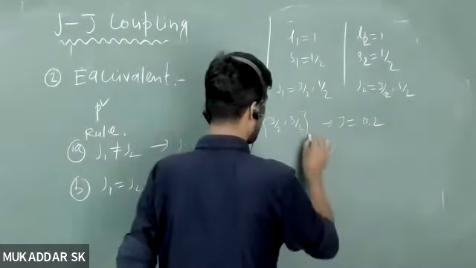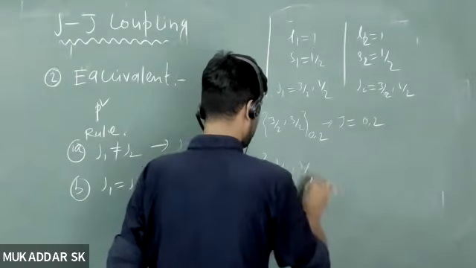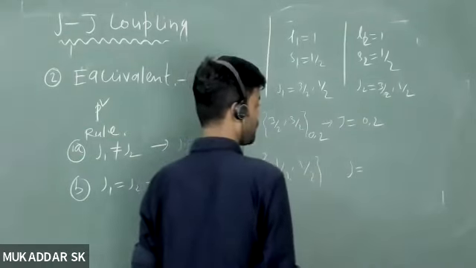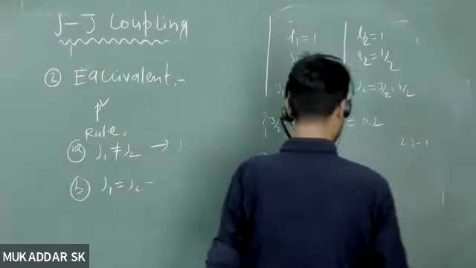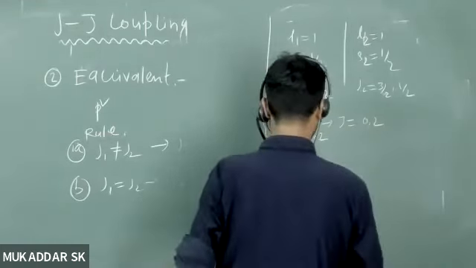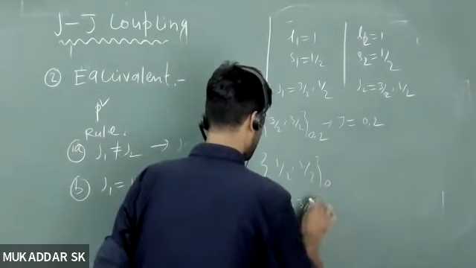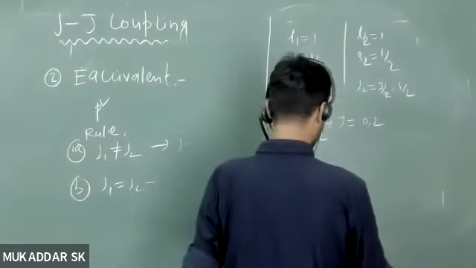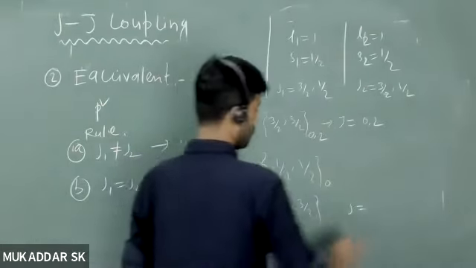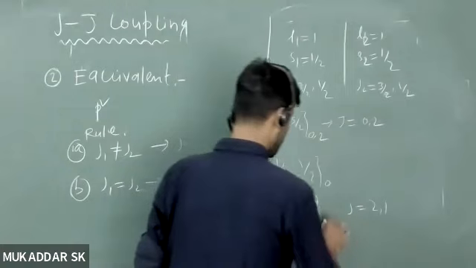Second part, so here j will be 0 and 2. Second half: what will be j now? So 2j minus 1. Sir, first, 0, only 0 will be there. Next, 1 by 2 and 3 by 2. So how much will you get? 2 into 1 by 2 is 1. So j will be 2 and 1 — 2 and 1, sorry. So it will be 1 and 2.